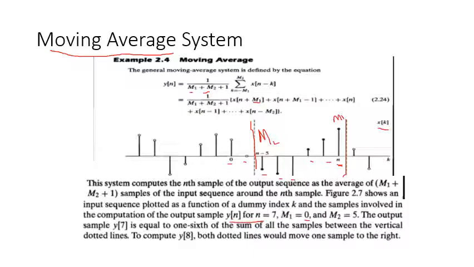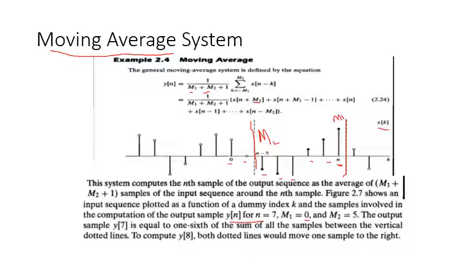So the output sample y of n is equal to 1/6 of the sum of all the samples. Why 1/6? Because these are 6 values, 1, 2, 3, 4, 5, 6. So M1 is 0, M2 is 5, plus 1, so 1 by 6, and then these are the samples that we will count: x of 0, x of 1, x of 2, x of 3, x of 4, x of 5.